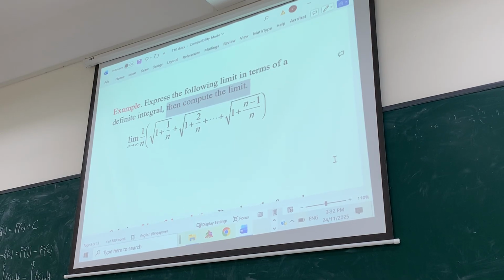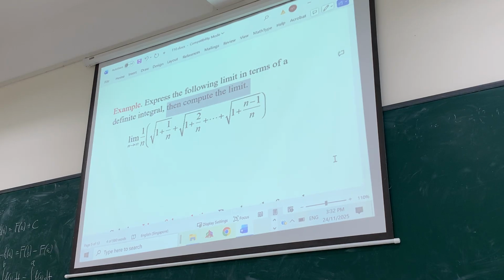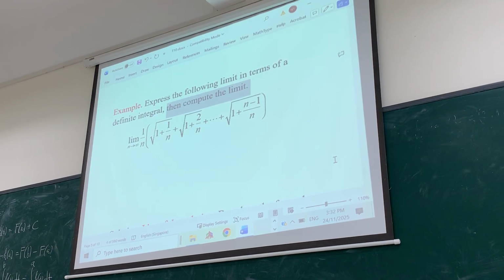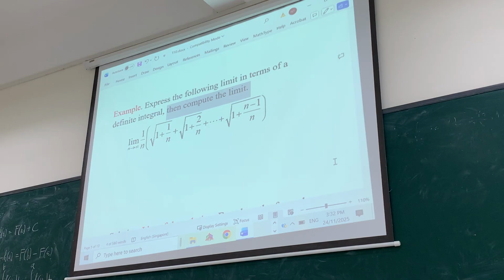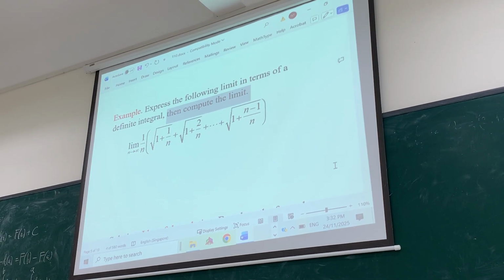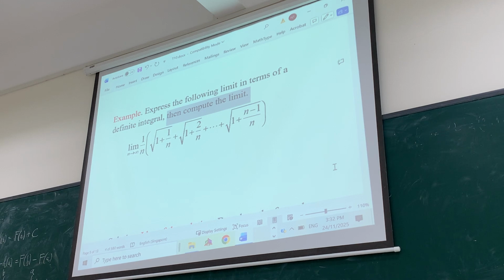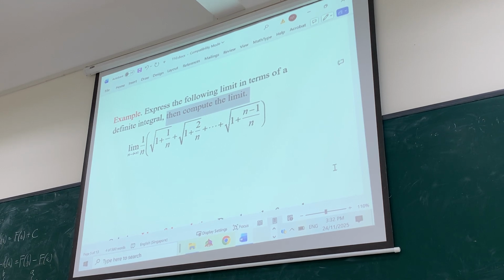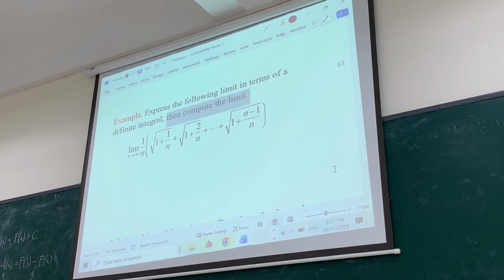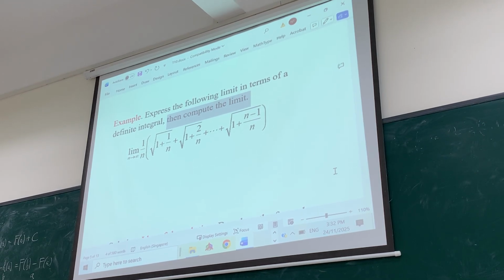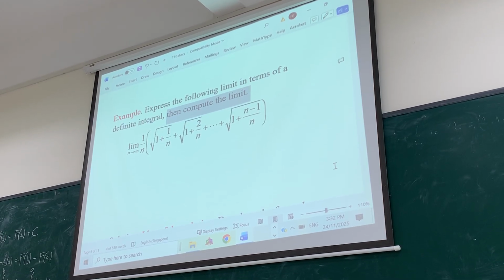In the previous lesson, we only expressed the limits by definite integrals. Is it simple? Now we need to compute the limit, and we compute it by our Newton-Leibniz formula. First, we express the limit by a definite integral. Second, we use Newton-Leibniz to find the limit.